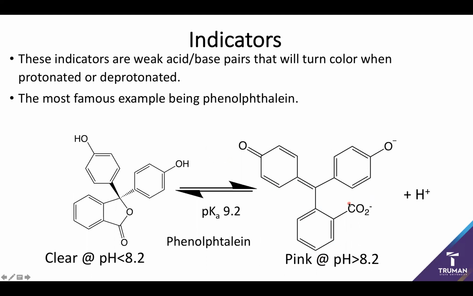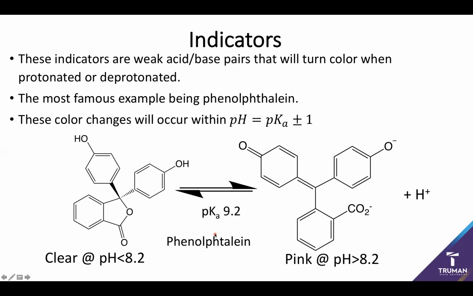And most of your indicators have a very similar nature. One of the species has a lot of conjugation and one doesn't. Whether it's the deprotonated or the protonated species really depends upon the identity of your indicator. However, because each of these indicators tends to be a weak acid-base pair, when you're in this pH range near the pKa, so plus or minus 1, you're going to have a mixture of both species, which means you have a mixture of both colors.